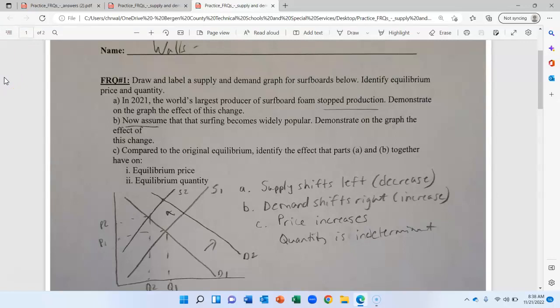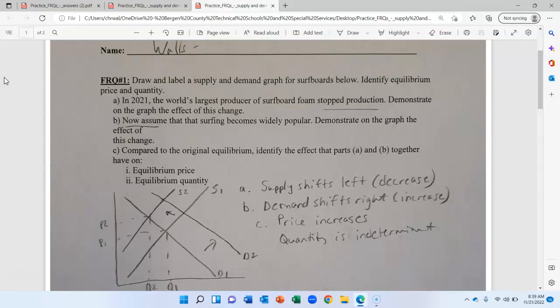At the same time, so now assume surfing becomes widely popular, demonstrate on the graph the effect of this change. So we're going to assume that they mean the same graph. And so now we basically have a double shift. We had a leftward shift in supply because consumer taste for surfboards is exploding. We're going to also see an increase in demand.